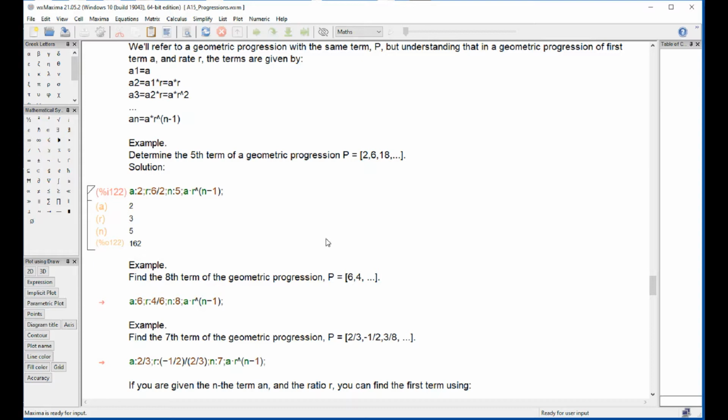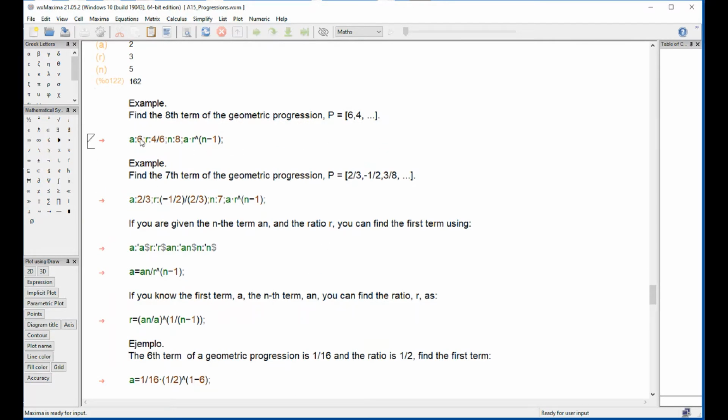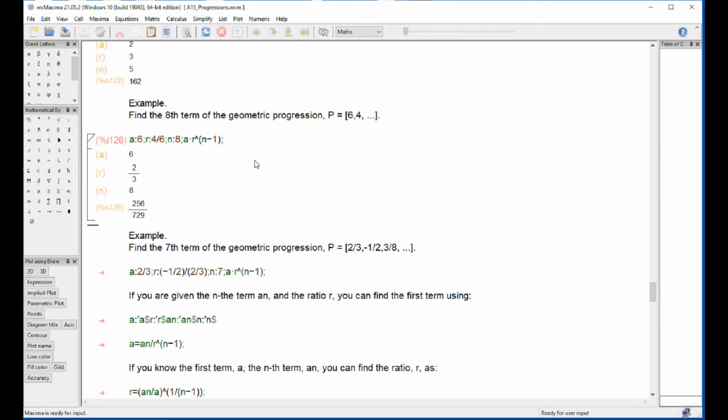Find the eighth term of the geometric progression 6, 4, and so on. Again, what you have to do is divide these to give you the ratio. The first term is 6, n is equal to 8. The last term is 256 over 729.